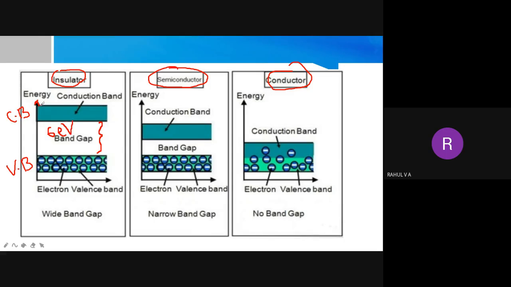So it is energy actually. Okay, this axis is energy, and unit of energy in terms of this electron charge carriers is electron volt. So it is 6 electron volt. That is gap or energy gap between conduction band and valence band is 6 electron volt.